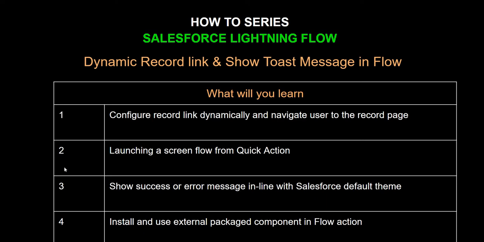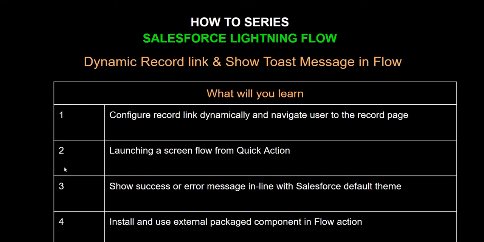Right. In this video, we're going to learn about how to use a dynamic record link for the user to navigate when a record is created, and also use show toast message in Flow. Right now there is no default show toast message component in Flow. So either we have to build an Aura component and use it in Flow, or we have to build a Lightning Web component that uses the show toast class, and then we can use that same inside Flow.